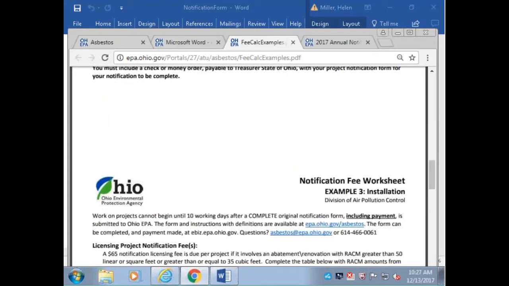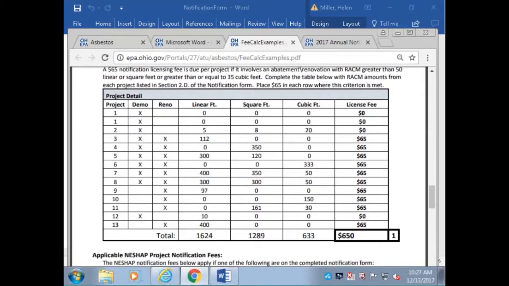So let's get into the more complicated one. Let's talk about an installation. So here's one that has an example. It's got 13 different addresses under this project that they're going to be doing. So they have gone through and filled out the amount of asbestos in each one. 0, 0, here's 5, 8, and 20. It's still 0. It's not over 50 feet yet.